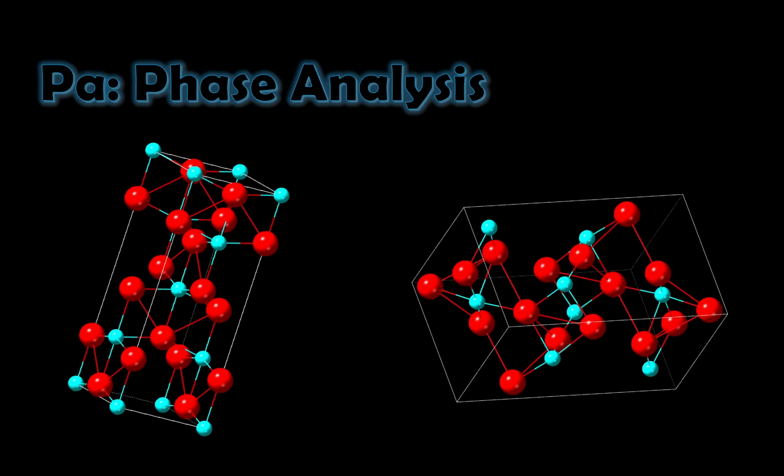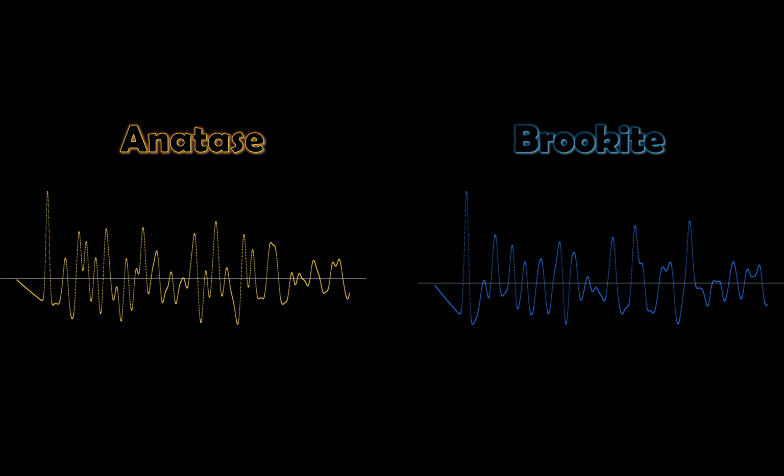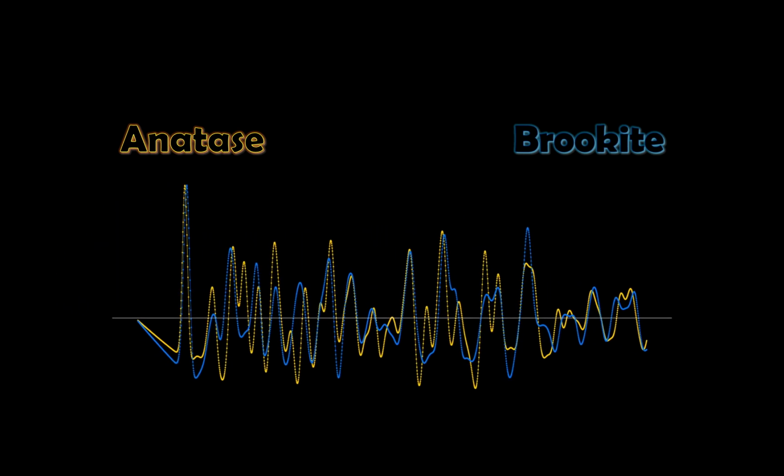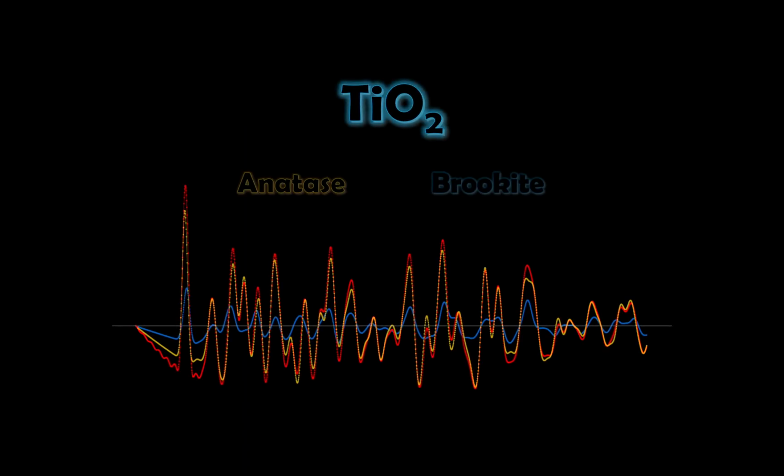PDF can also give you a phase analysis of your material. Here is an example of 2 TiO2 polymorphs, anatase and brookite. Both are nanoparticles, but they have different sizes and crystal structures that are formed under different conditions. If we look at this PDF pattern, we can see it contains different amounts of both polymorphs.